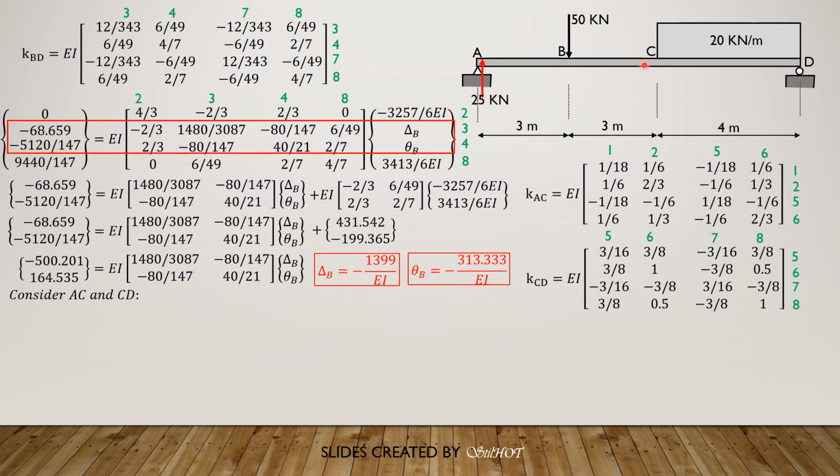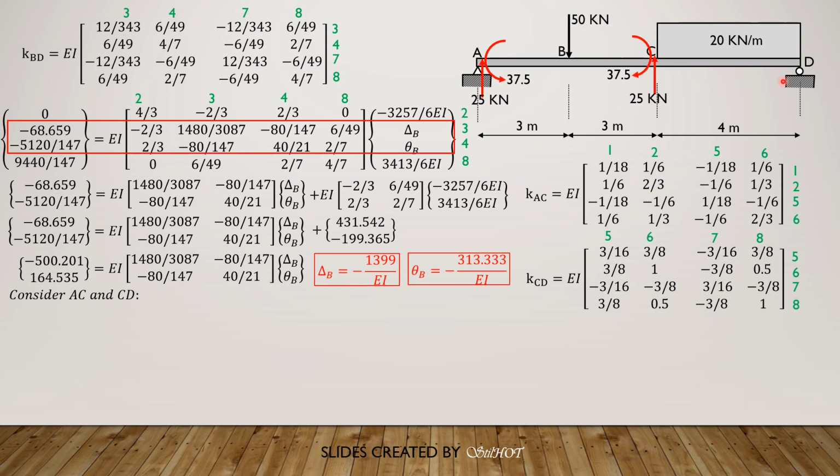Because of symmetry, we imagine that A is fixed and C is fixed. So half of 50 is 25, so that's also 25. The fixed moment here is 50 times 3 times 3 squared over 6 squared, and that would be 37.5. Same is true on the other side, 37.5.